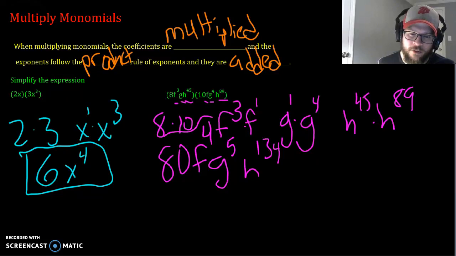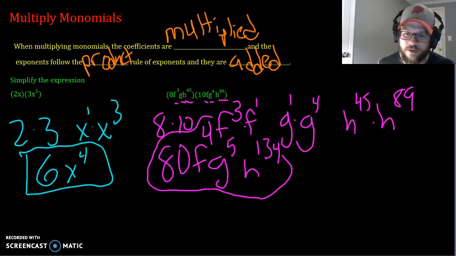That 4 kind of crept up towards the top, so I'm going to circle around it. And there we go. 80 times f to the 4th power, g to the 5th power, h to the 134th.